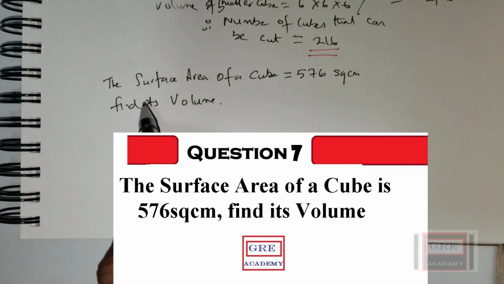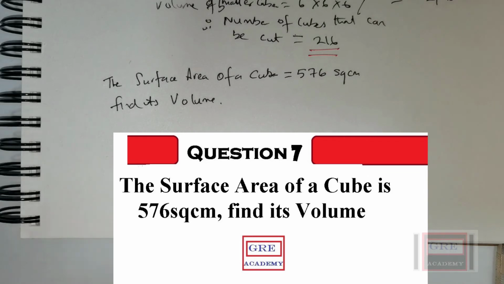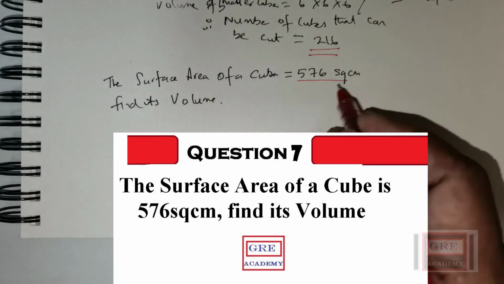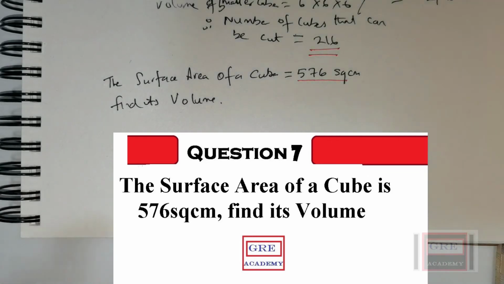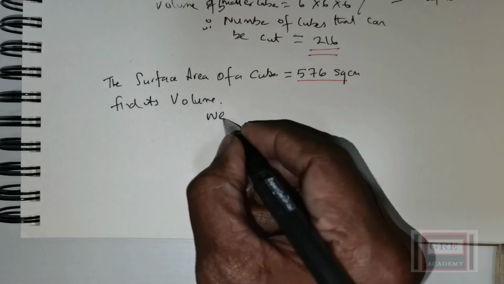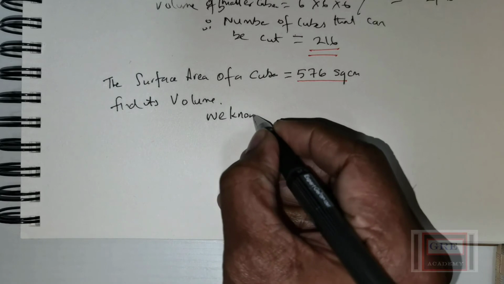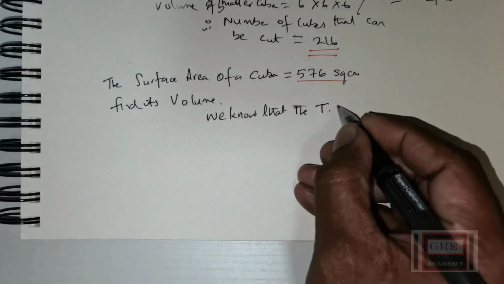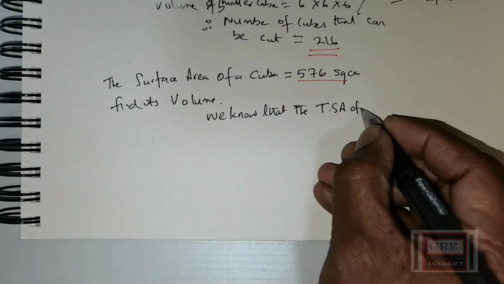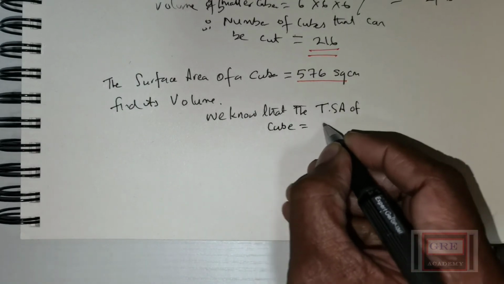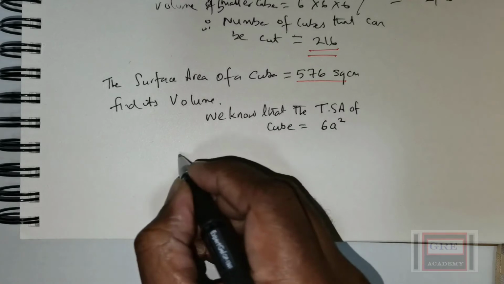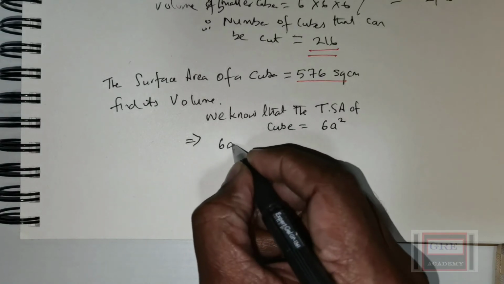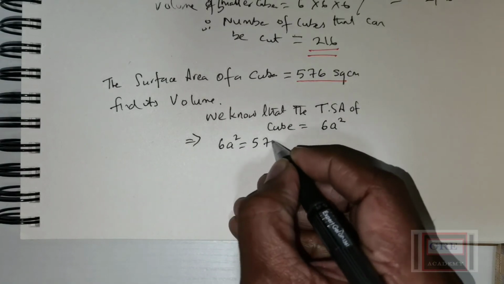Students, we are given this question. The surface area of a cube is 576 square centimeters. We are expected to find its volume. Now we know the formula. What is the formula? We know that the total surface area of a cube is given by the formula 6a squared. So this means we got 6a squared is equal to 576.